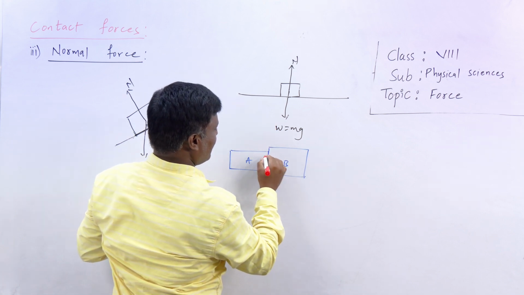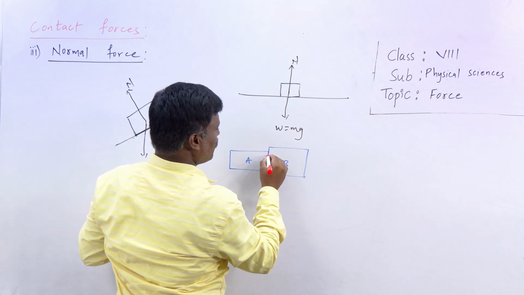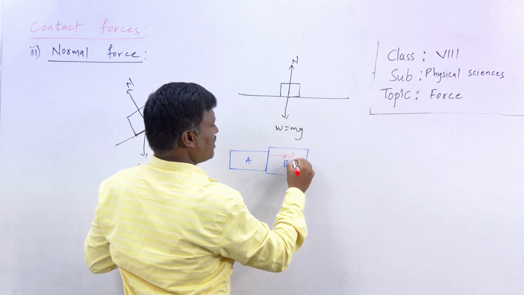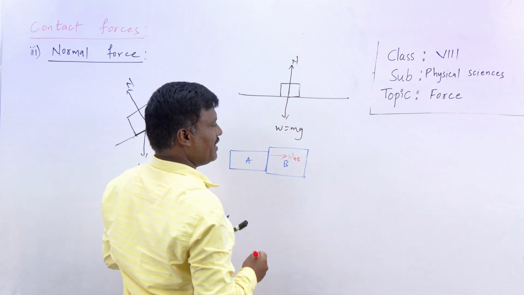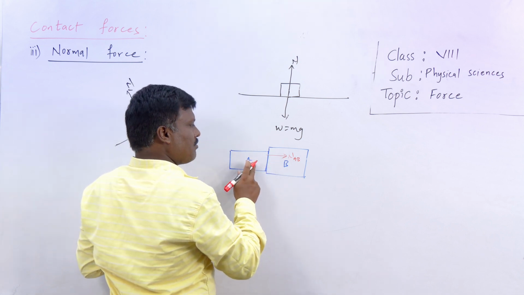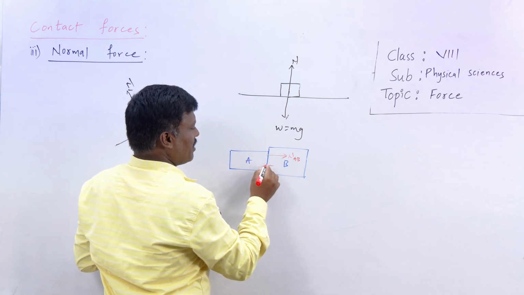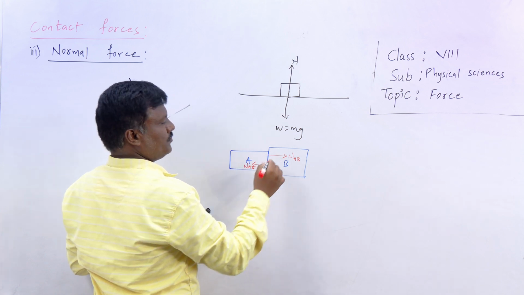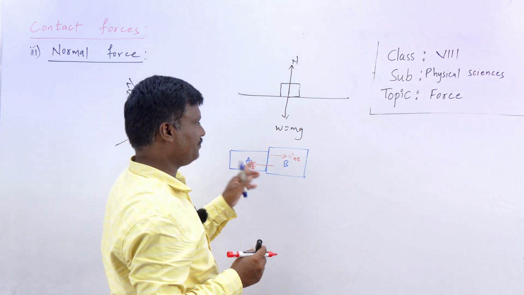So this is block A. It exerts the normal force on block B in this direction. This is a normal force exerted by block A on block B, right? And block B also exerts the normal force on block A. In which direction? Perpendicular to the surface. The magnitude of these two forces is the same. Normal force is the same.